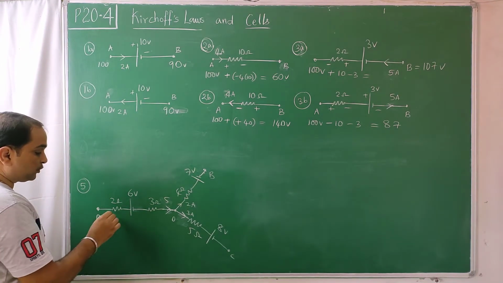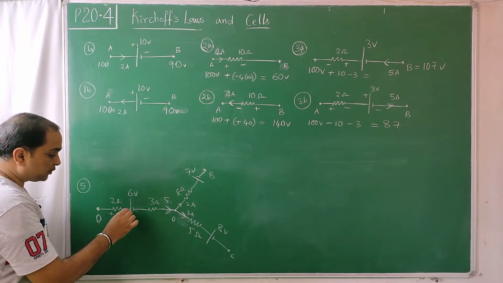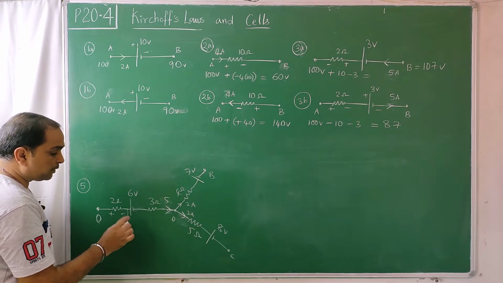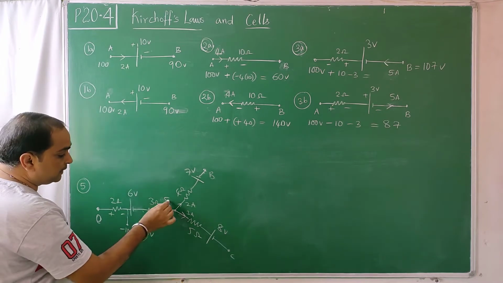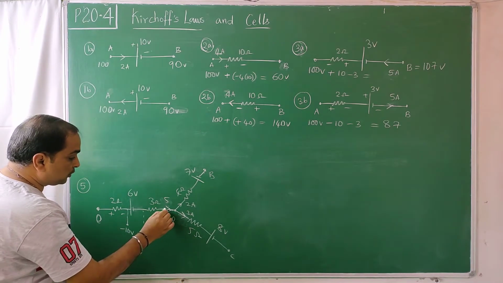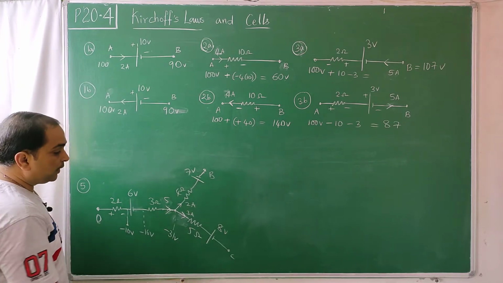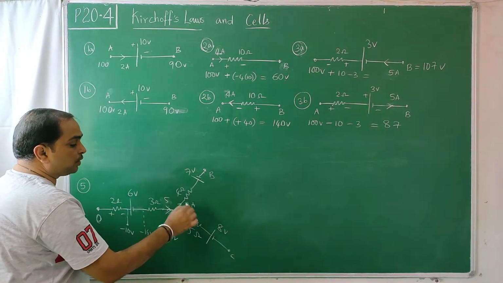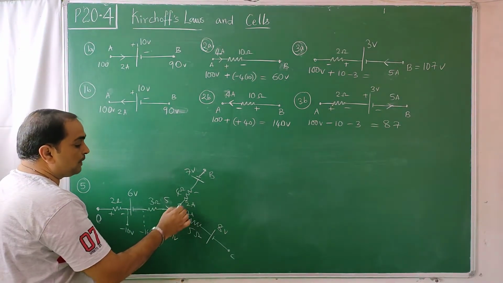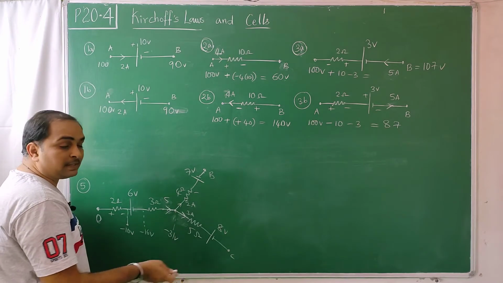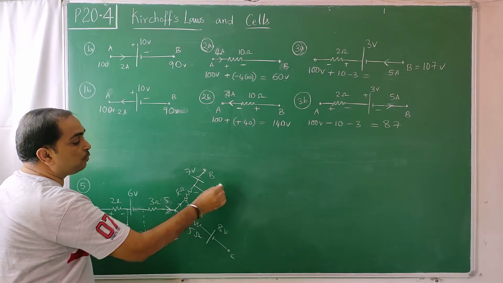5 amperes is coming like this, so plus 2 minus 0, a drop of 5 2s are 10, so this point will be at minus 10 volts. Drop of 6, minus 16 volts. 5 3s are 15, minus 31 volts, so this point will be at minus 31 volts. Next, current is going out. 4 2s are 8, so minus 8, minus 31, minus 8, minus 39. This point is at minus 39 volts.